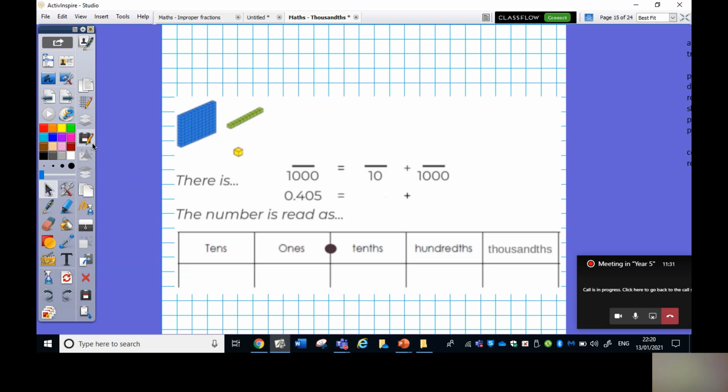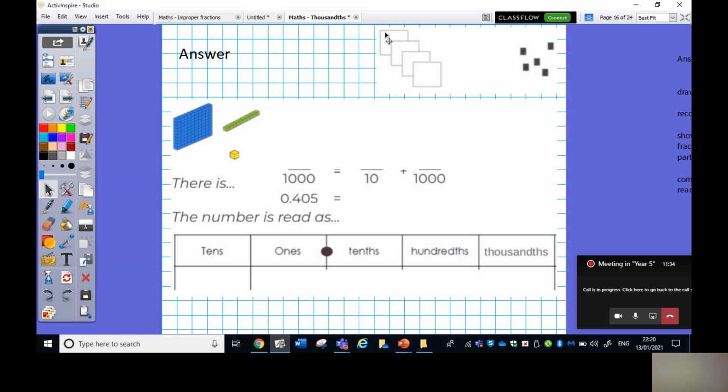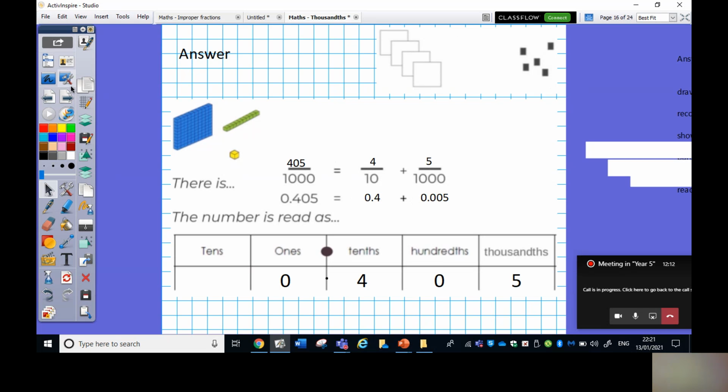Great. Okay, let's see. How did you do? So you should have 4 flats and 1, 2, 3, 4, 5 tiny cubes. Now this is 405 thousandths. It's made up of 4 tenths as well as 5 thousandths. It's written as 0.405 and it's made up of 0.4 and 0.005. We write it like this, 0.405. Great.